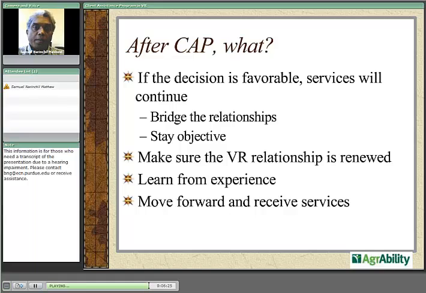Now, after CAP, what happens? If the decisions are favorable, the services will continue, but be sure to bridge the relationship so that the customer approaches VR objectively without any hard feelings because of the past conflict, so that services are obtained and a good relationship is maintained. Going through the CAP appeal process can lead to a strained relationship. Staying objective and open will help VR and AgrAbility to maintain the relationship. Learn from the experience, put the incident behind you and receive services and interact meaningfully with the VR counselor and the agencies. It is important to move forward.